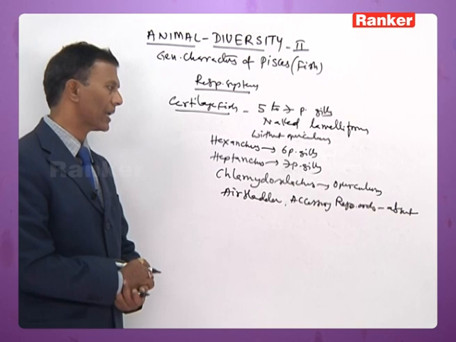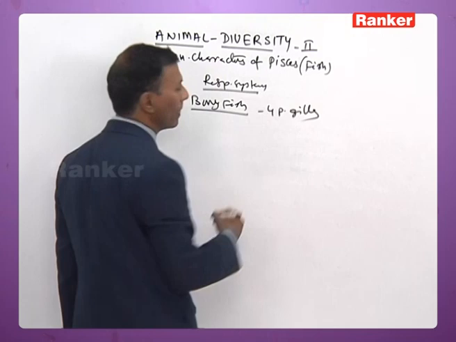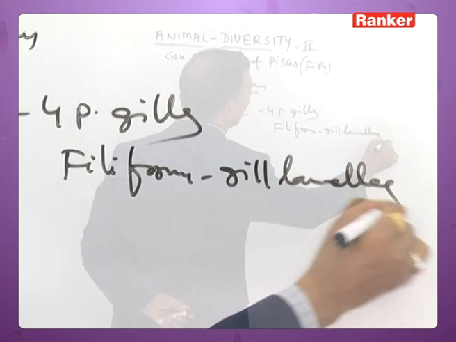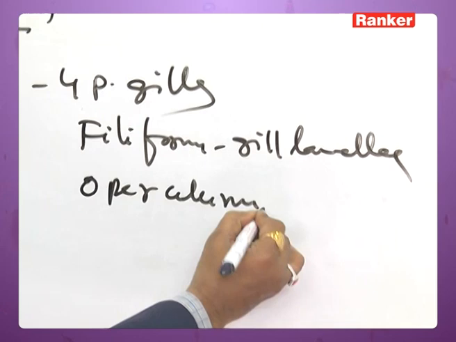In bony fish, 4 pairs of gills are present. The gill lamellae are filiform, and the gills are covered by operculum.